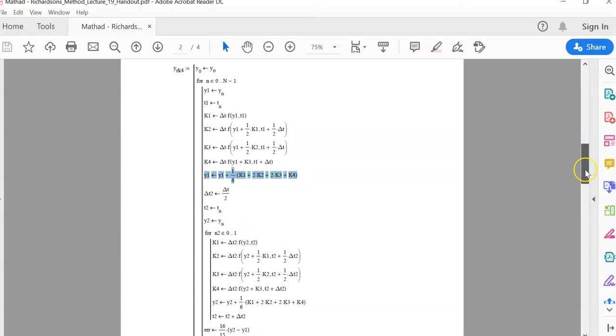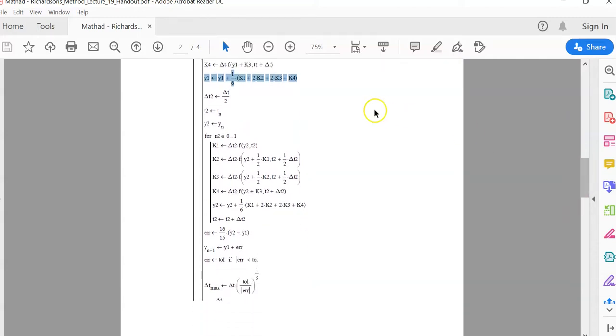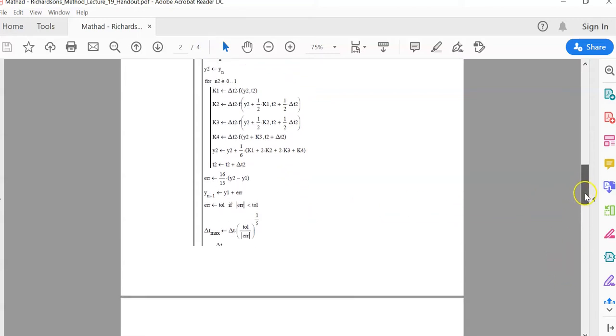Now what is your time step? For the second estimate, it is half of the previous one. And again, you calculate k1, so it will be k1 2, k2 2, k3 2, and so on, and you find y2 of 2 at n plus 1 equal to this.